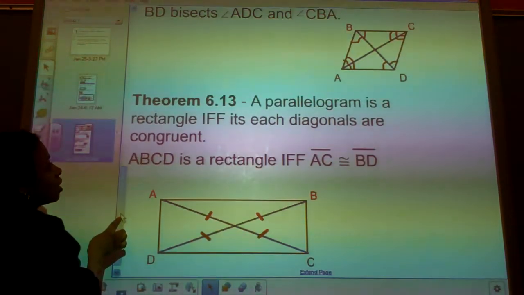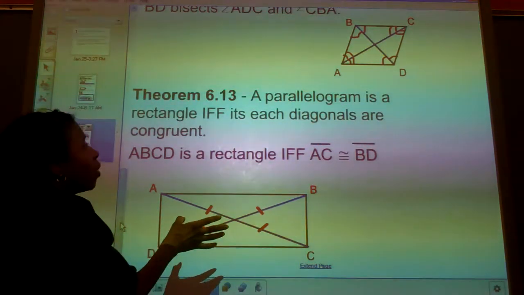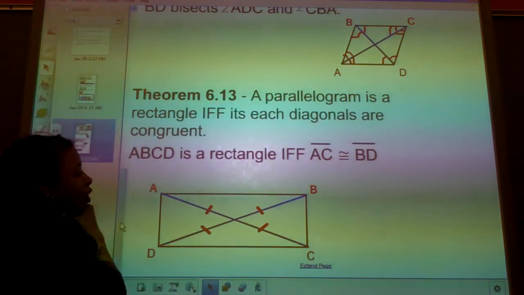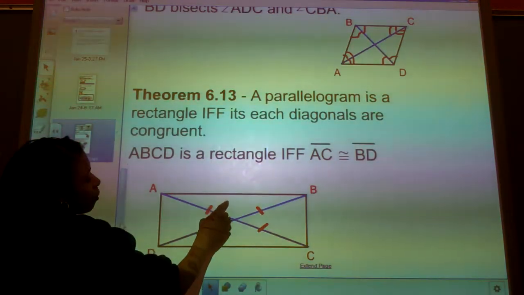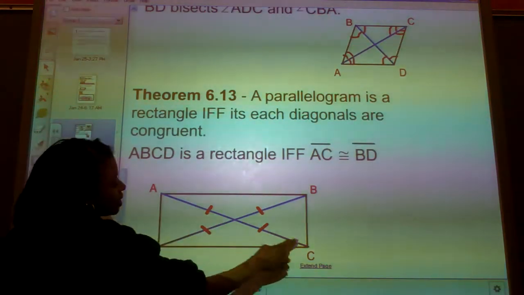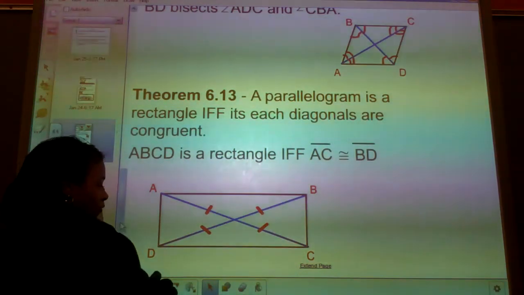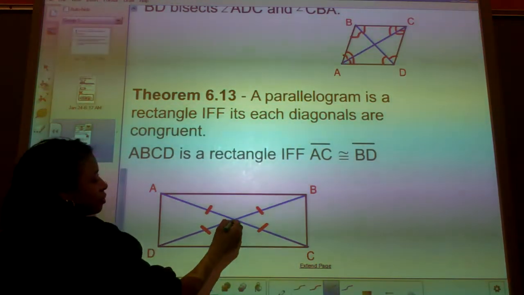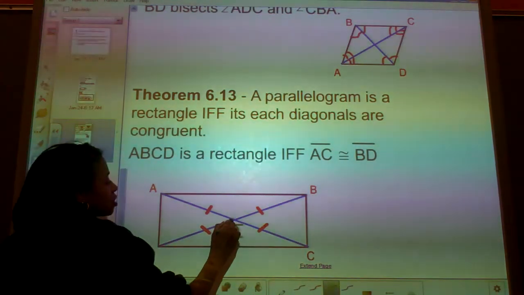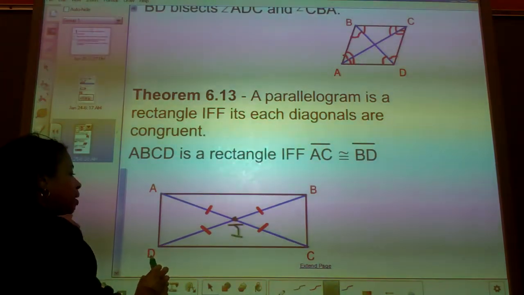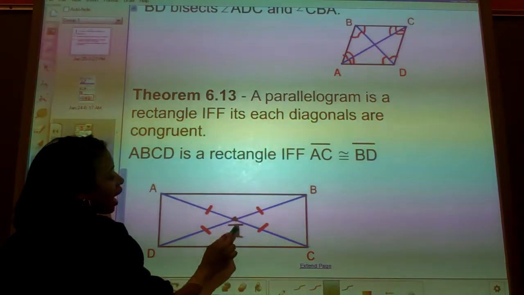And then finally, 6-13, a parallelogram is a rectangle if and only if its diagonals are congruent. So here I have, remember, on a rectangle, this particular diagonal AC and diagonal BD, the lengths will all be congruent on the interior. So if this is the midpoint, or the point of intersection, is really what I'll call it, is what it should be called. So I'll call that I for intersection. There's our intersection. That means that DI is congruent to BI. It's also congruent to AI and CI.